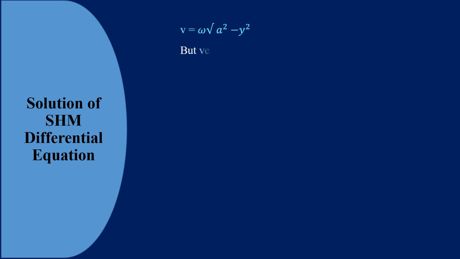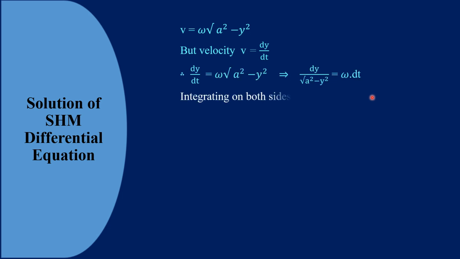But we know that velocity v is equal to dy by dt. So dy by dt is equal to omega into root over a square minus y square. So this implies dy by root over a square minus y square is equal to omega into dt. So now integrating on both sides, we get integral dy by root over a square minus y square is equal to integral omega dt. Say equation number 6.